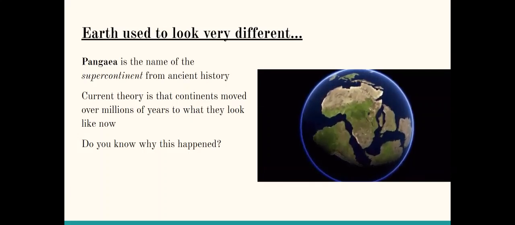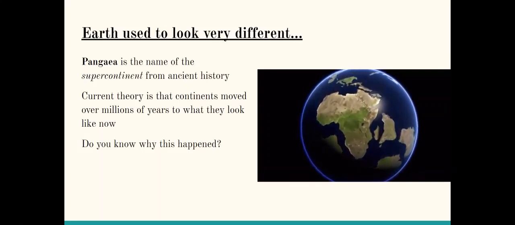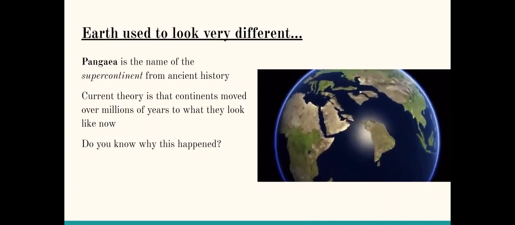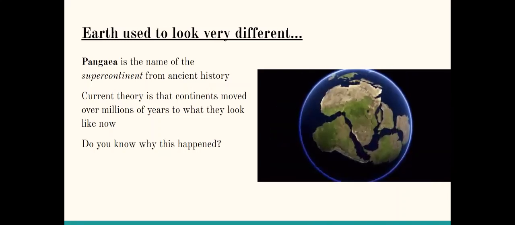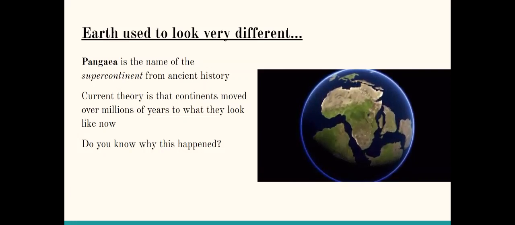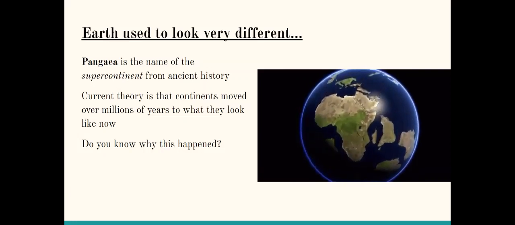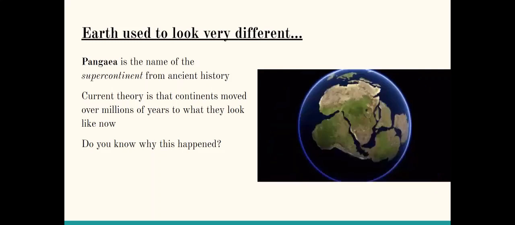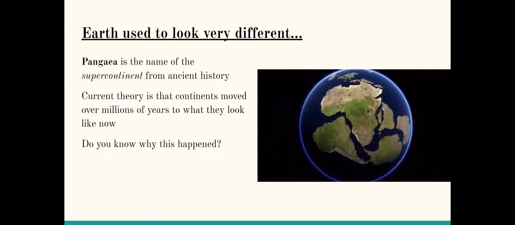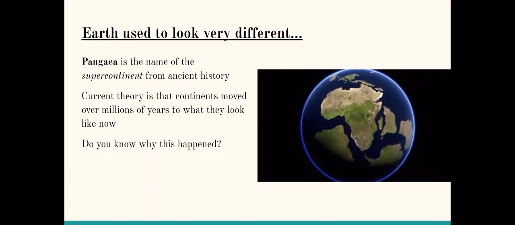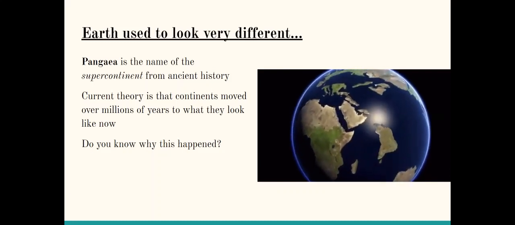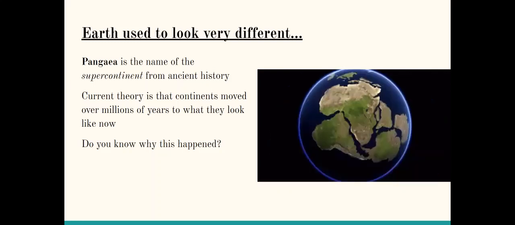Now, as many of you guys have probably heard before, way back millions of years ago, the Earth did not look the way it does. There was a thing called Pangea, which was known as the supercontinent. And what it was is all the land masses combined together as one. Now, currently, we think that the continents have moved over millions of years to look the way they do now. Now, the question is, do you know why this has happened?